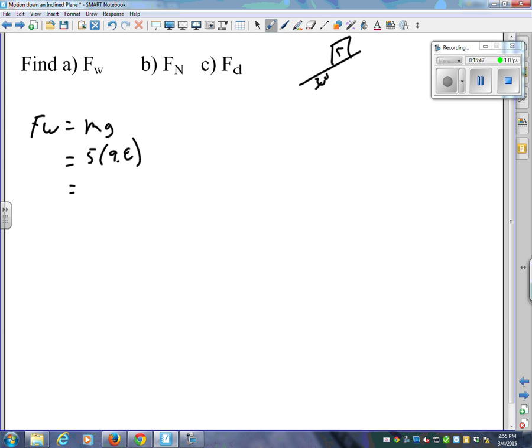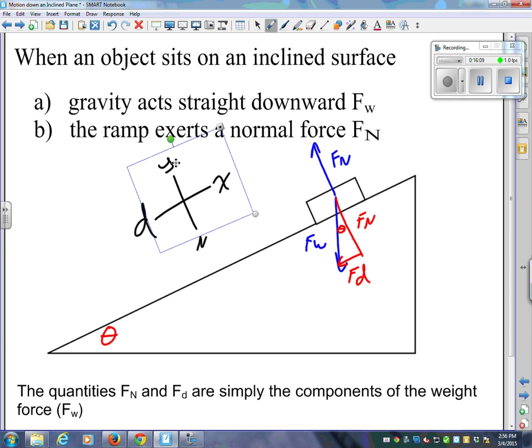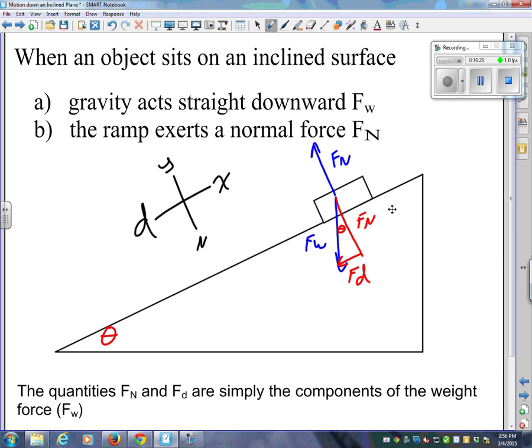Not like a negative 9.8? Great question, Hannah. Hannah's asking, should it be negative? It feels like it should be because it's going down. Okay, the problem lies, let's go back to this picture right here. The problem lies in that down is negative, but are we really concerned with, in this case, will the box be moving down?